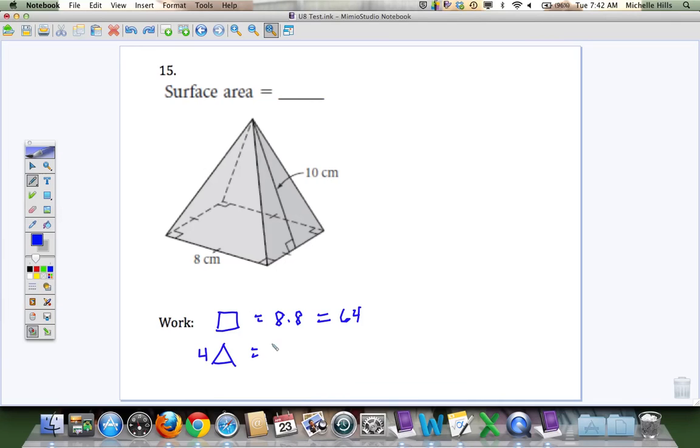There are 4 triangles. Each one of them would have an area of 1/2 times the base, which is 8, times that perpendicular height of the triangle itself, which is 10. So those 4 triangles would have an area of 160 square centimeters. When I add them together, I have 224 square centimeters for my total surface area.